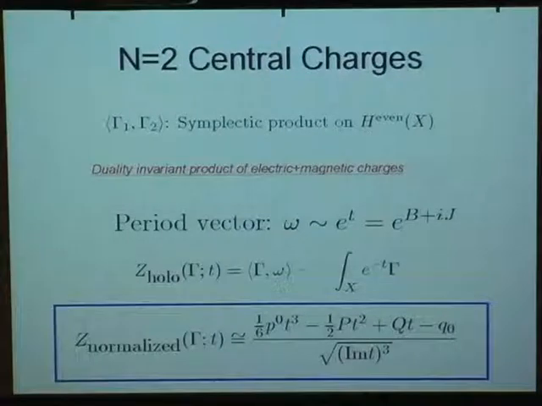Now, an important tool for describing these states are the N equals 2 central charges, so let me set some notation. The duality invariant product between electric and magnetic charges is denoted with these brackets here. The period vector is e to the T. That means I'm neglecting worldsheet instanton corrections, so today we're always working at large volume. Then the holomorphic central charge is the inner product of gamma and omega, and so we can write that as an integral, and that's some cubic polynomial, and here's the normalized central charge.